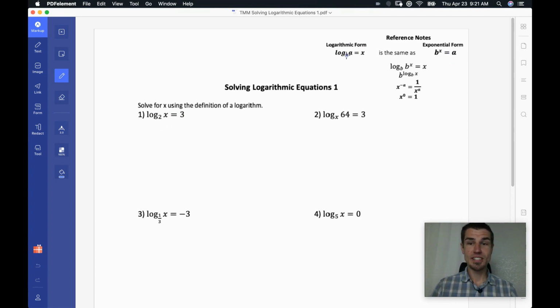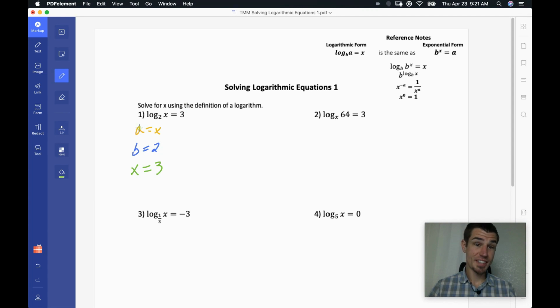So we need to identify b, a, and x. In this case, our b is going to be 2 because that is our base. Our a is the number that's in the log, or whatever's in the log. In this case, what's in the log is x. So our a is x. And then our x is whatever's on the other side of the equation. So our x is 3.